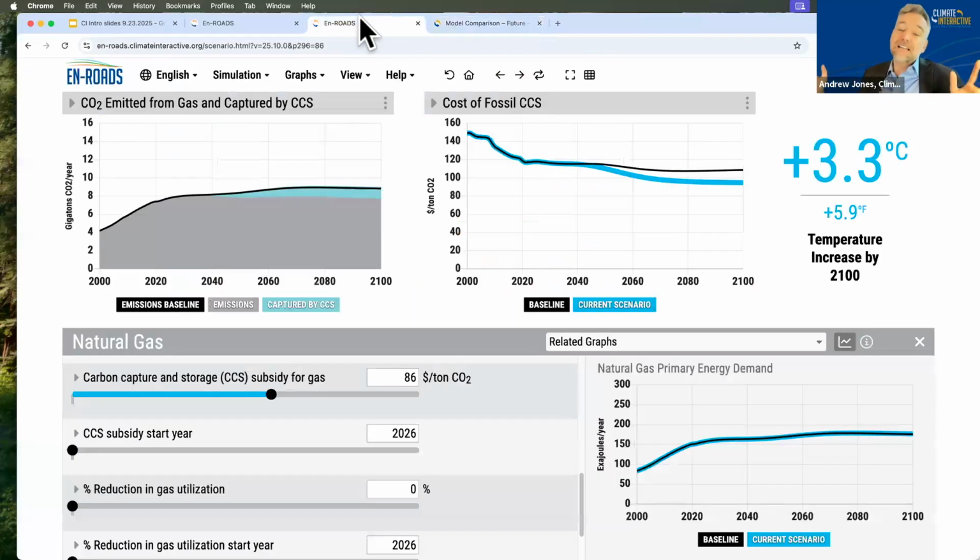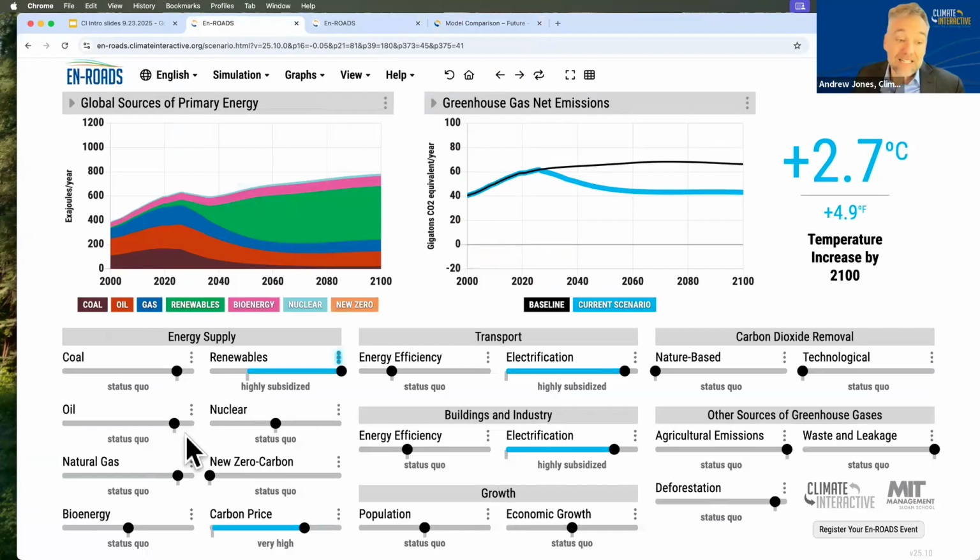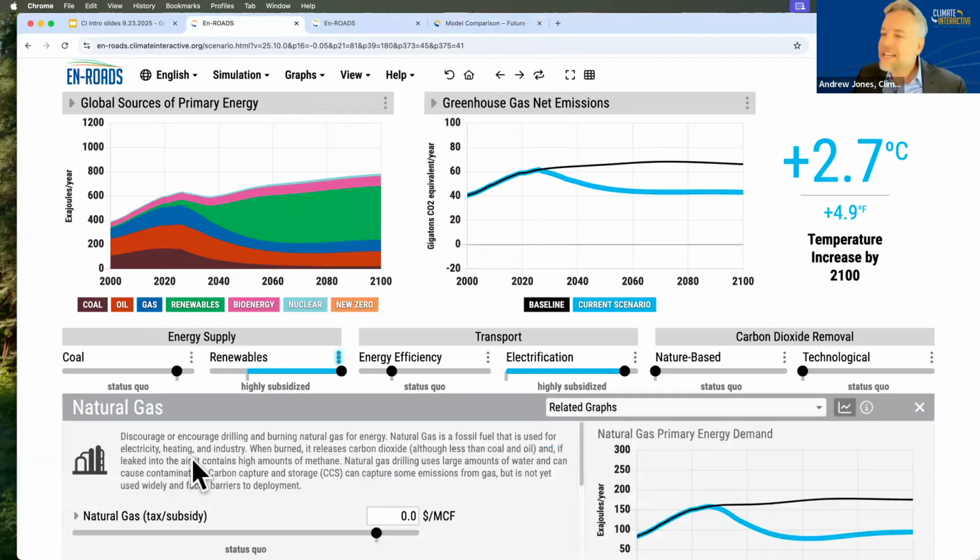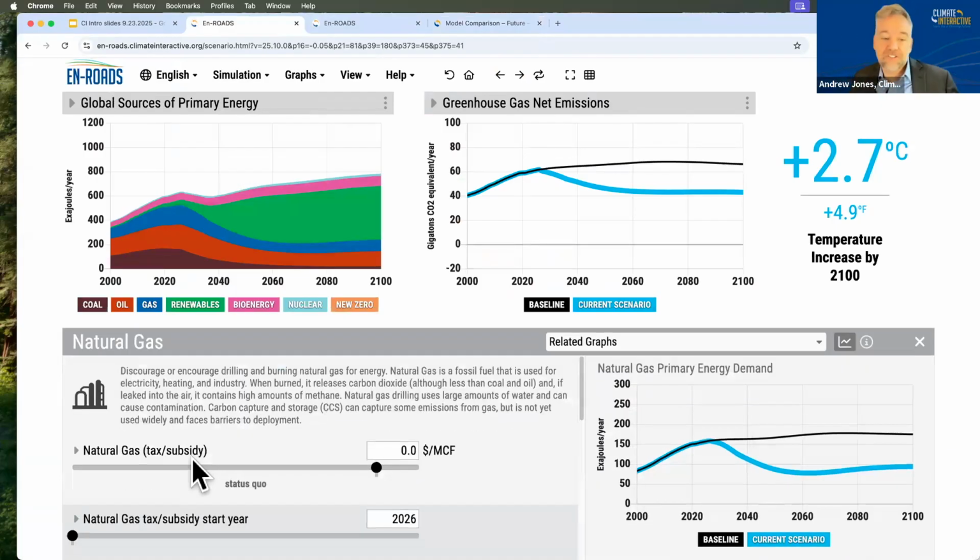So there it is on CCS. Too expensive, not applicable enough to make a really big difference. That said, here we were before. We can add it in and see if it helps some. Any surprises or reactions to that, or discussion?